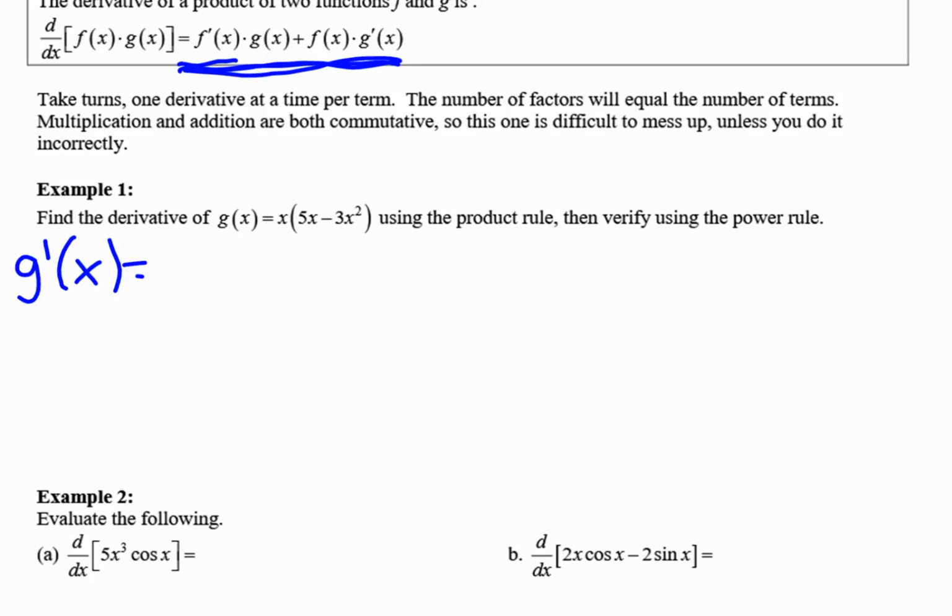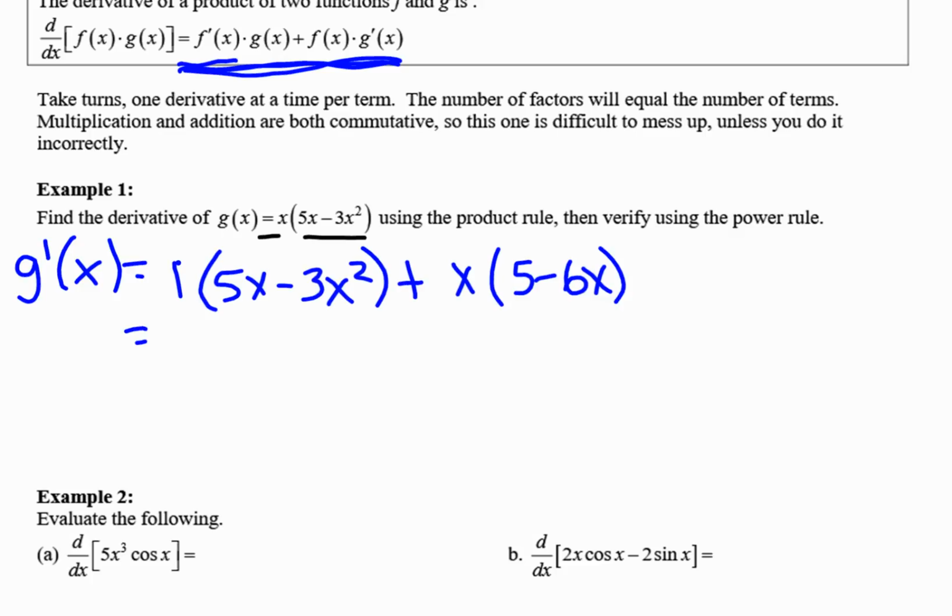Okay, so the derivative, we see two distinct functions. We have x, and we have the quantity 5x minus 3x squared. So we're going to take the derivative of the first, which is 1, and then we just write down the second function. Plus, write down the original function, and now the derivative of the second one.